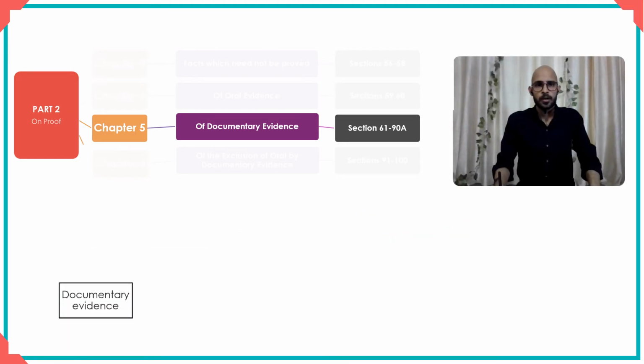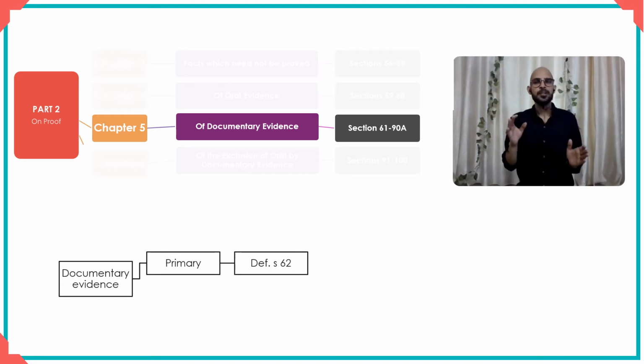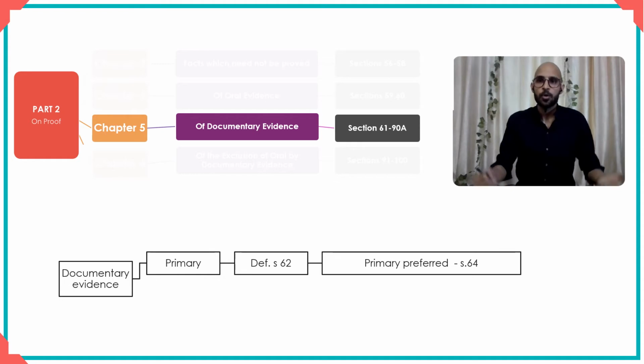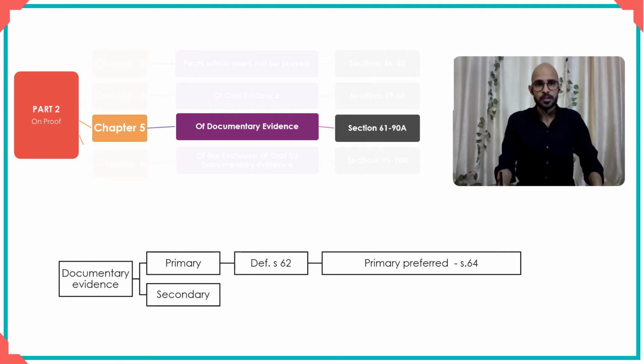Now, when we talk of documentary evidence being divided into primary and secondary, what is primary evidence is given to you in section 62 of the Act. Now, when you think of primary and secondary, which one do you think is preferred? Do you want the original or do you want the photocopy? Obviously, the primary evidence is preferred, and that is what is given in section 64, that there's a preference of primary as compared to secondary. So we prefer primary evidence that is given to us in section 64.